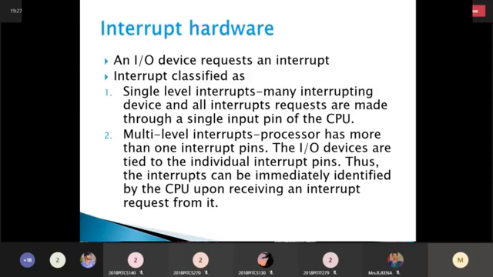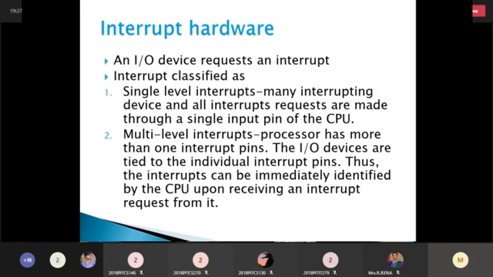So what is meant by interrupt hardware? An input-output device requires an interrupt. How is this interrupt classified? It is classified as single level interrupts. Single level interrupts, in the sense of many interrupting devices, may be input or output devices.